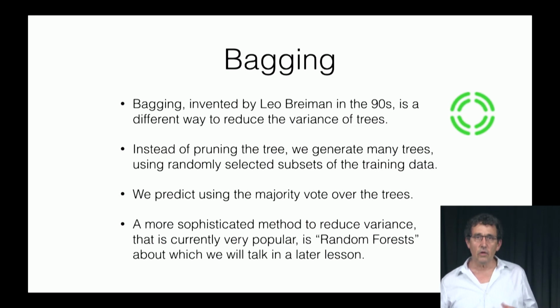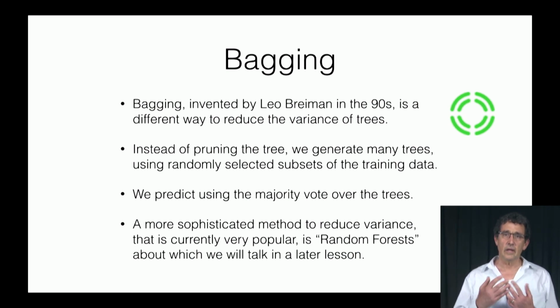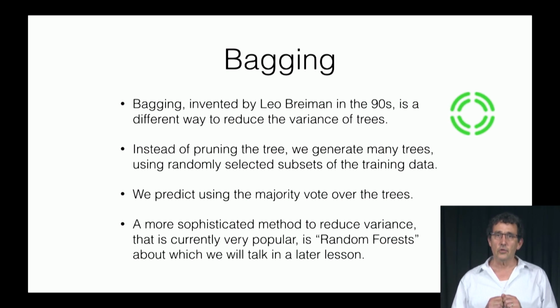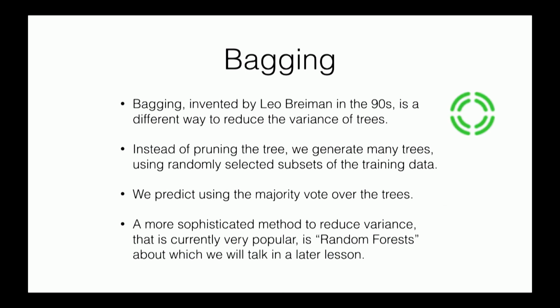And this method of bagging, specifically bagging decision trees, has been made more sophisticated in something called random forests. Random forests are basically a method for taking these decision trees and learning a whole forest of trees and then taking the majority over these decision trees. And there are various little tricks that improve over the naive bagging of decision trees. So we'll talk about that in a later lesson.